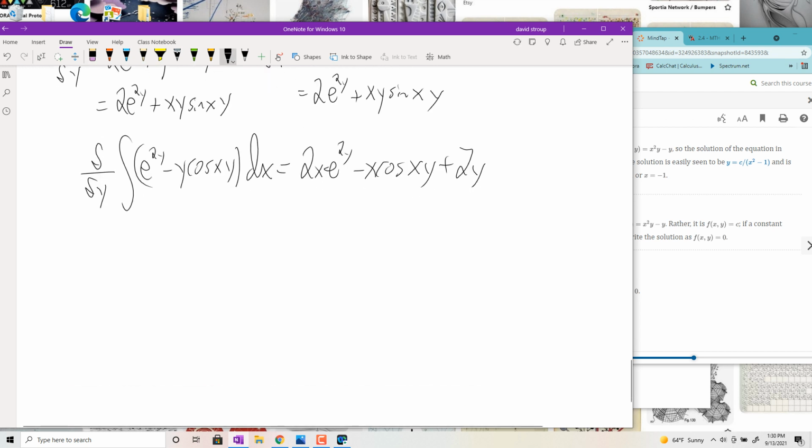Okay, so let's go at it. So first, the integral of this thing with respect to x. The first term, e to the 2y, would just be constant. So it's x e to the 2y. And then minus, the y part is just constant. And then the integral of cosine of xy, you would probably need a u sub.